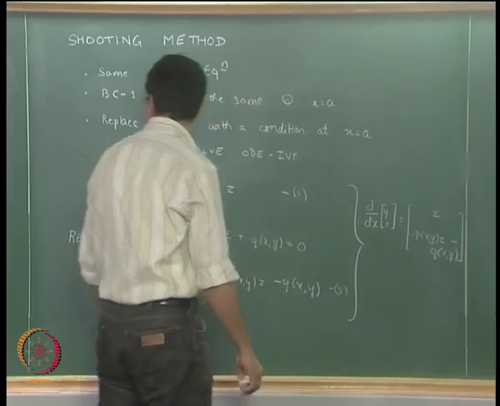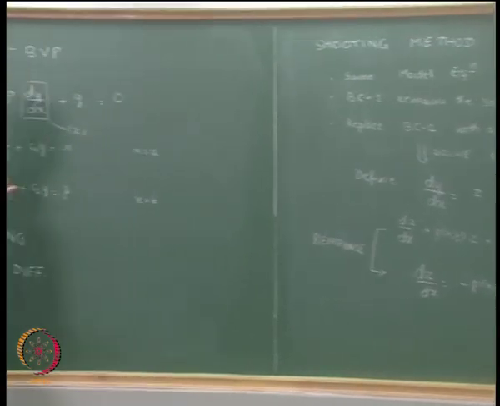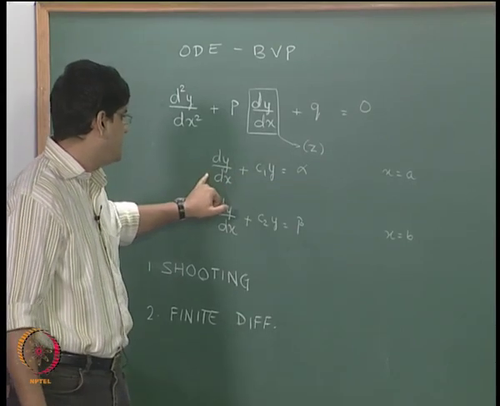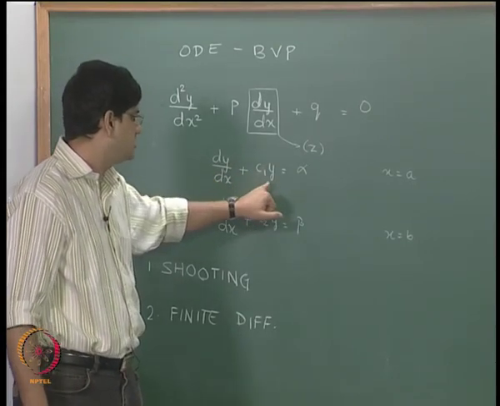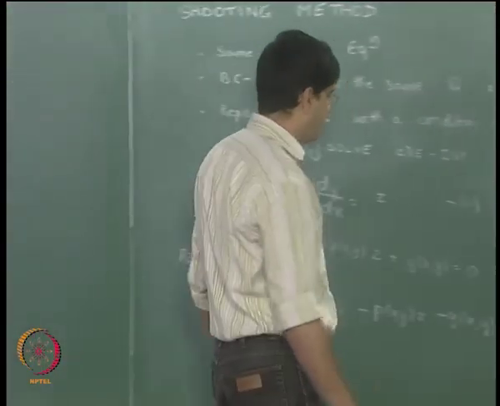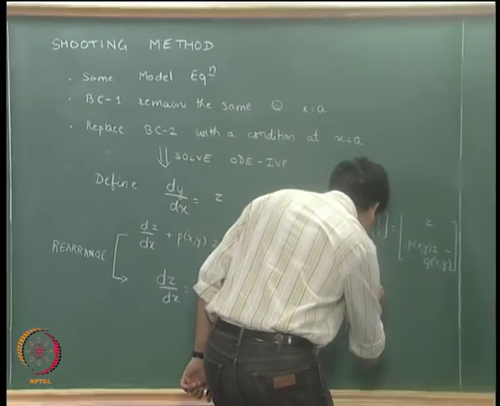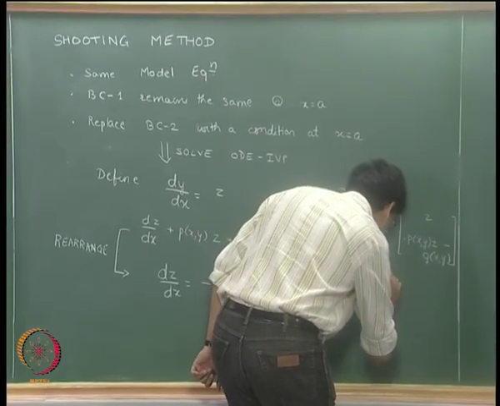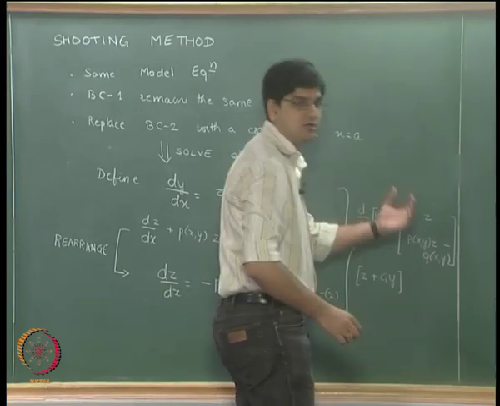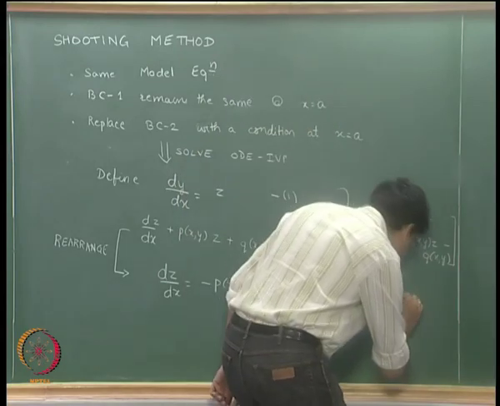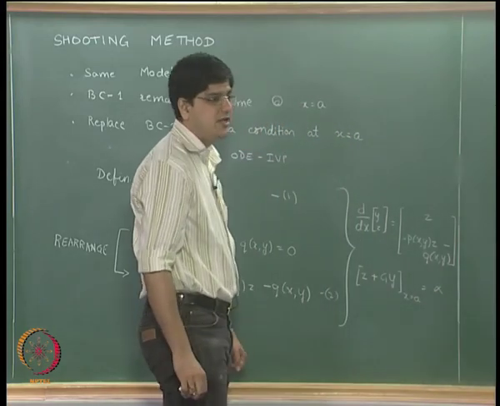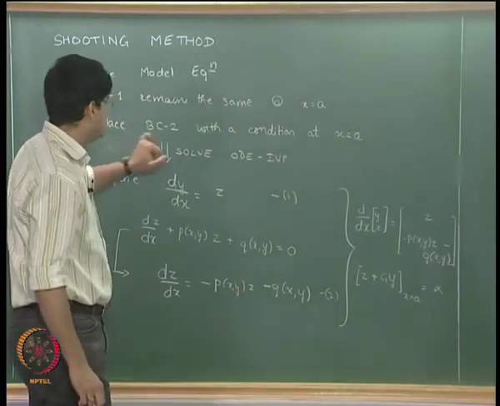the following initial conditions. The first initial condition was dy by dx plus c1y equal to alpha. Dy by dx is now nothing but z, and c1y is going to remain as c1y, equal to alpha. So, our first initial condition becomes z plus c1y, computed at the initial point x equal to a, equal to the value of alpha.